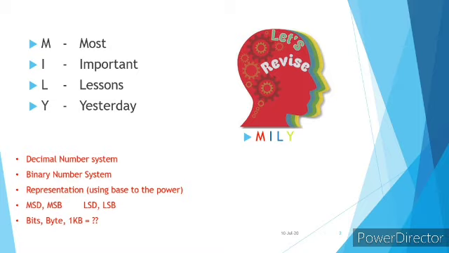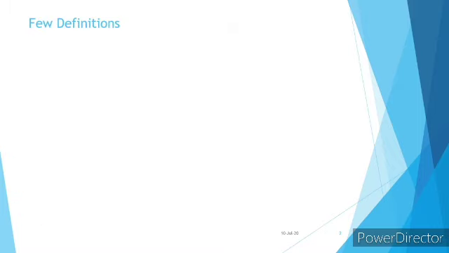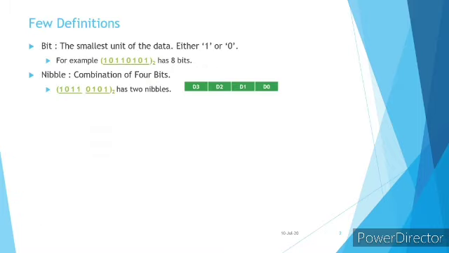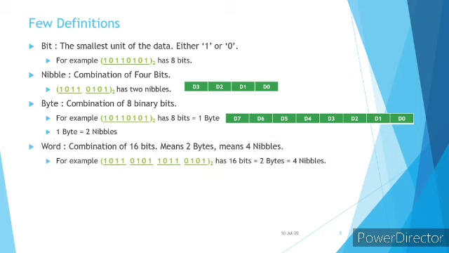Then we saw a few definitions regarding the binary number system: bits and bytes. I also asked you to find out what we mean by 1 KB, or how many bits there are in 1 KB. So again, we'll go into more detail about this 1 KB, 1 MB, 1 TB. This is what we discussed in the last lecture.